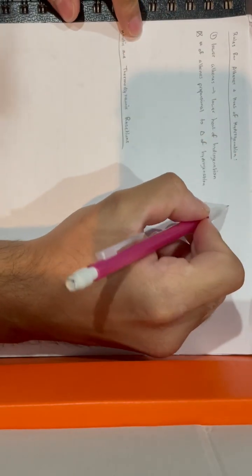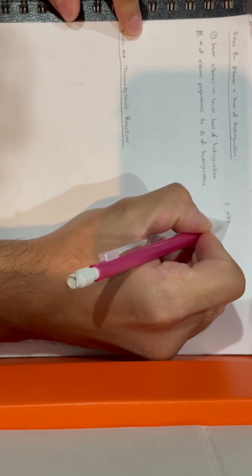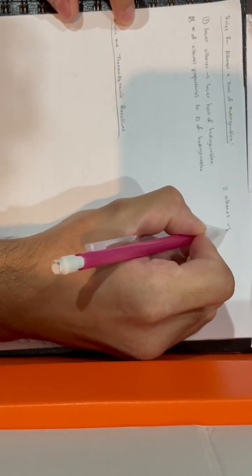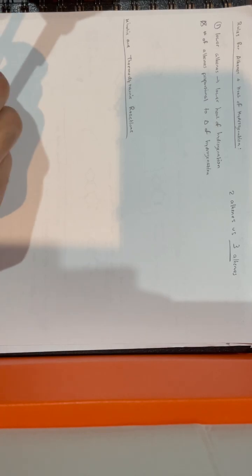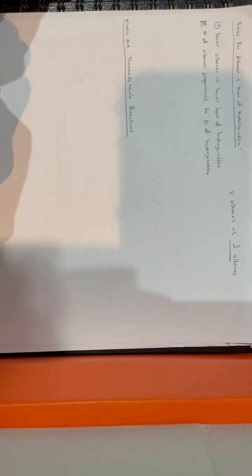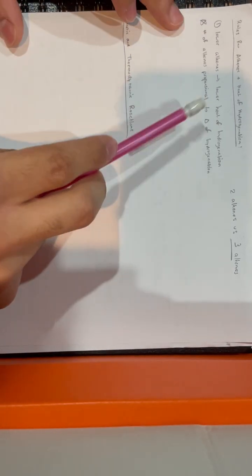So if I have 2 alkenes versus 3, 3 is obviously the higher one, higher heat of hydrogenation, because you have more alkenes, meaning more energy whenever you hydrogenate them. It's pretty much the simple rule of it, so there's nothing much else. Yeah, that's the direct relationship.